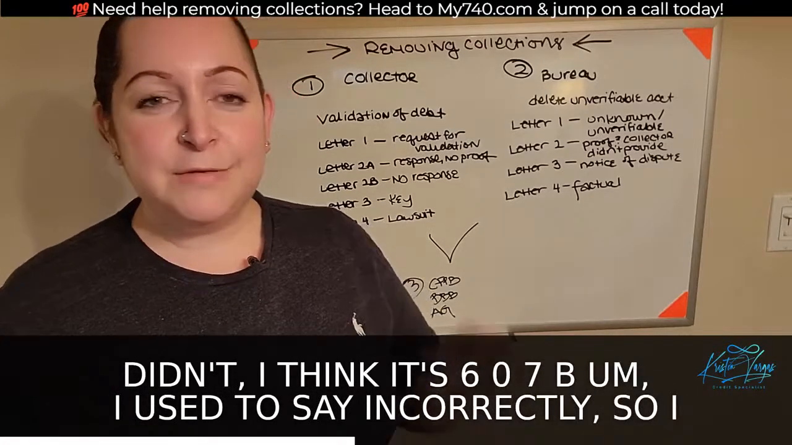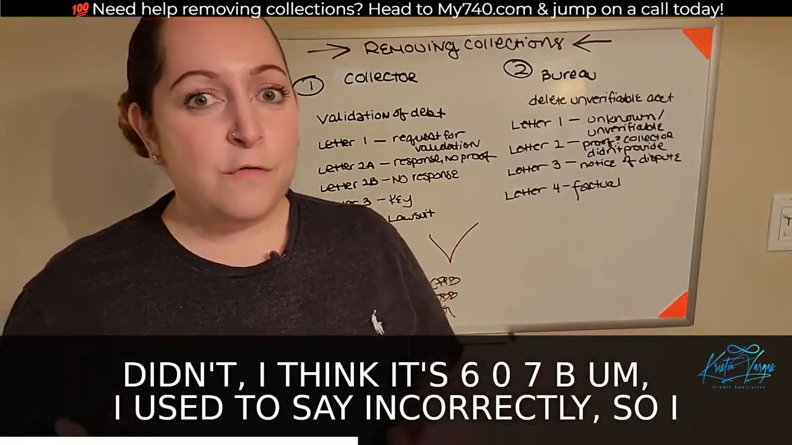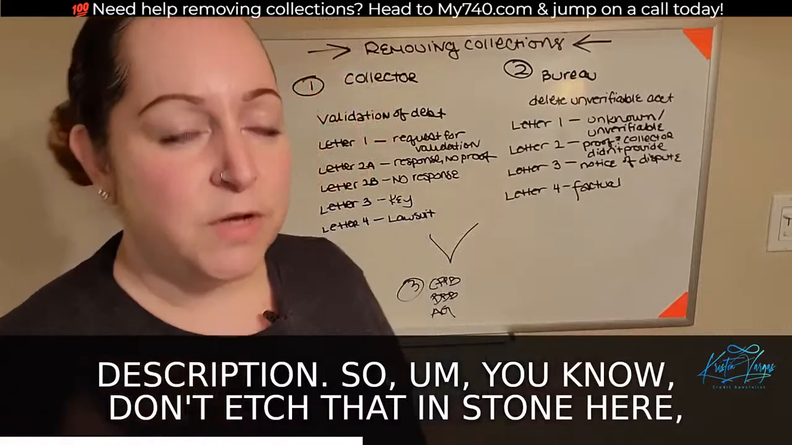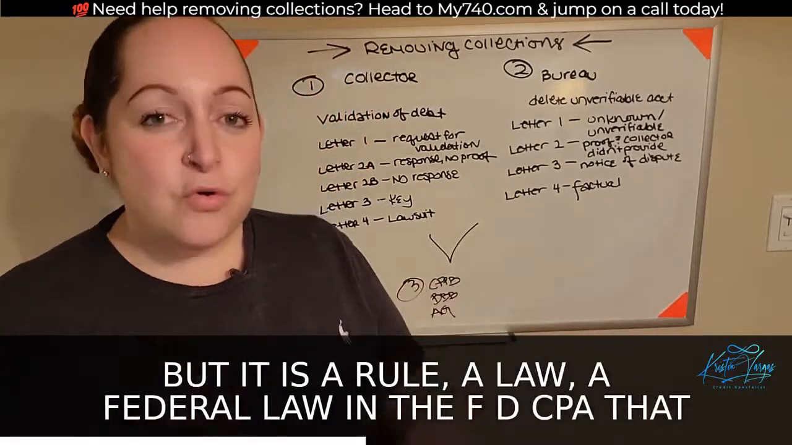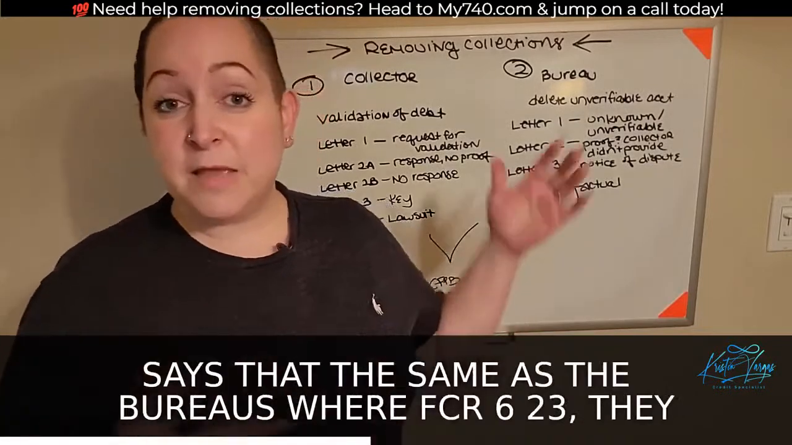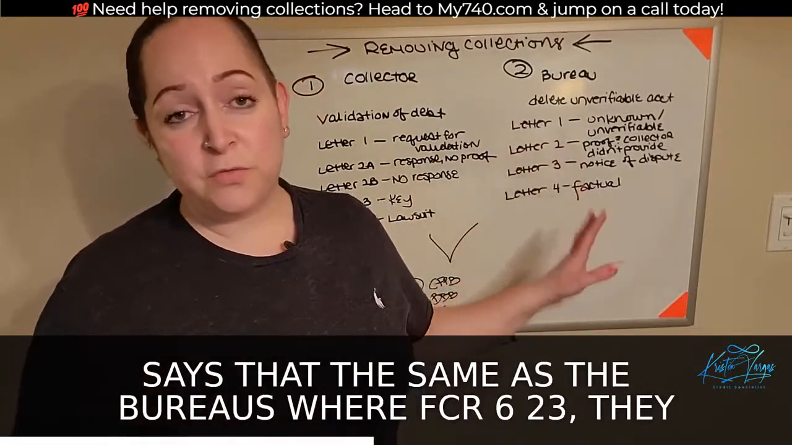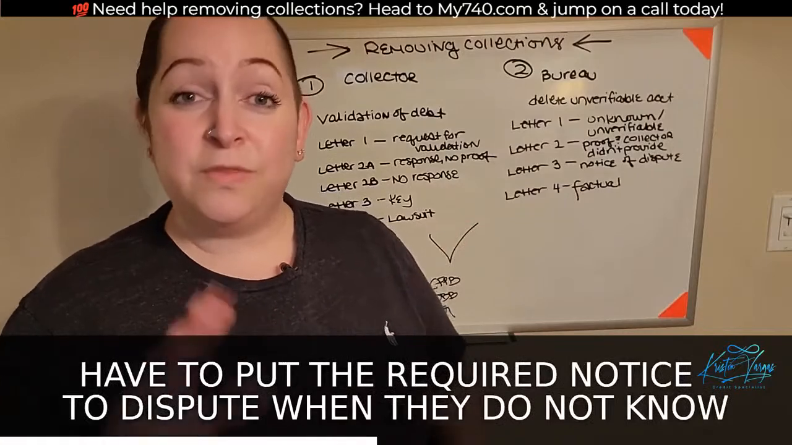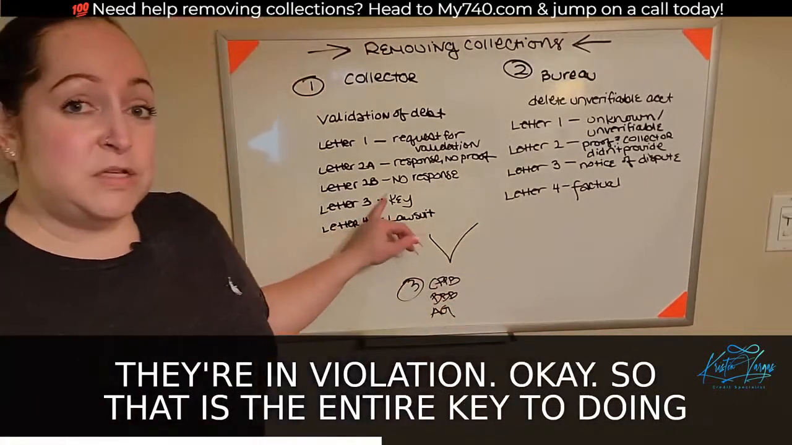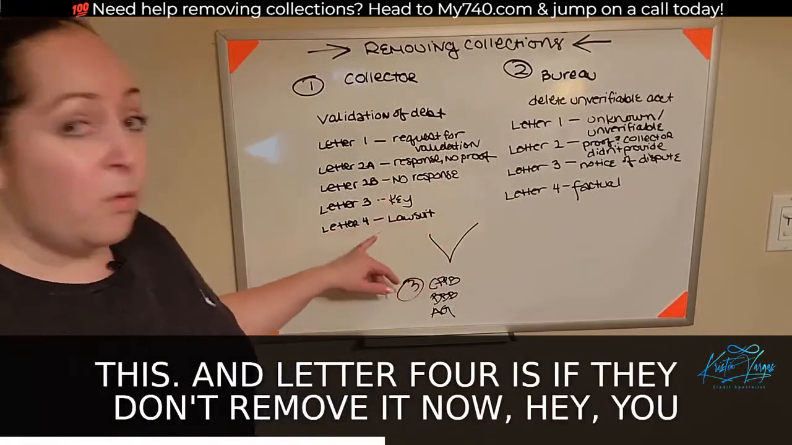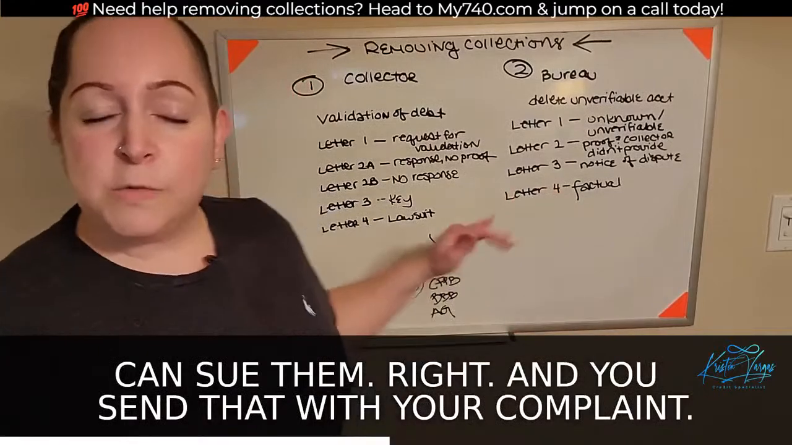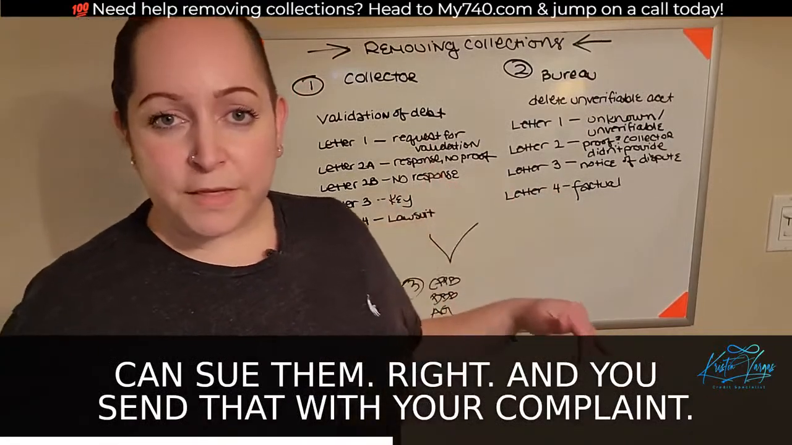607B. I used to say it incorrectly, so I will find the correct one and I'll post it down in the description. So, don't etch that in stone here, but it is a rule, a federal law, in the FDCPA that says that, the same as the bureaus were FCRA 623, they have to put the required notice of dispute. When they do not, now they're in violation, okay? So that is the entire key to doing this. And letter 4 is if they don't remove it, now, hey, you can sue them, right? And you send that with your complaint, okay?